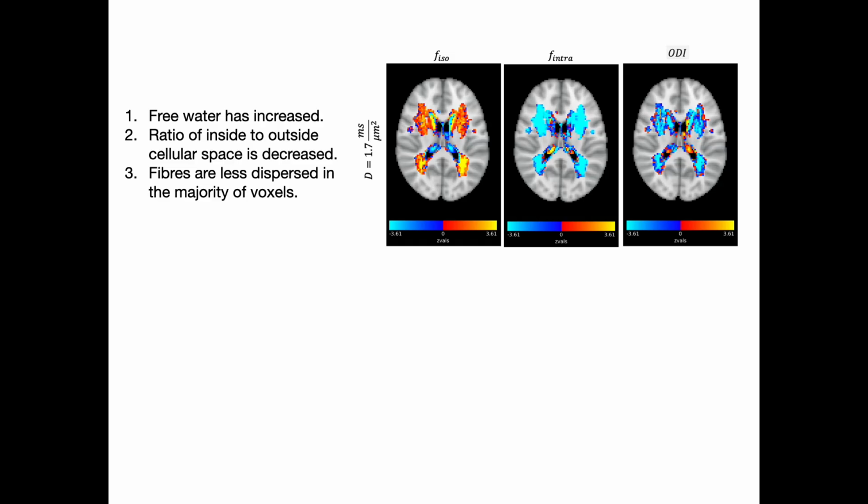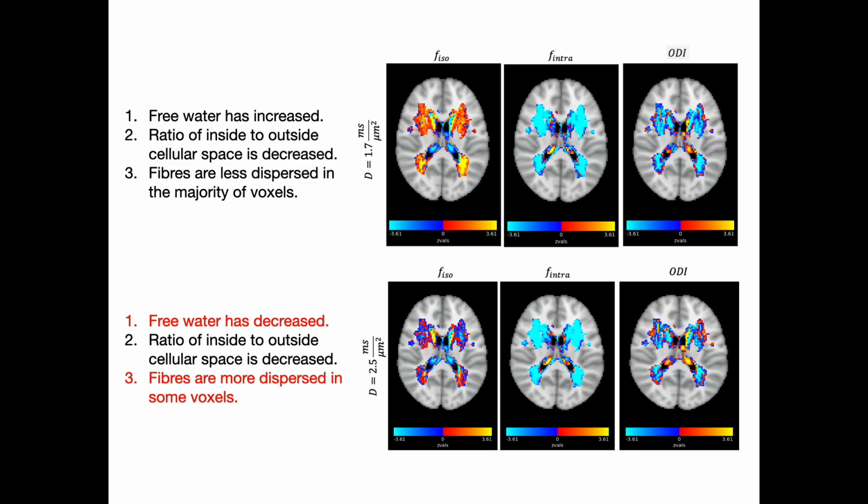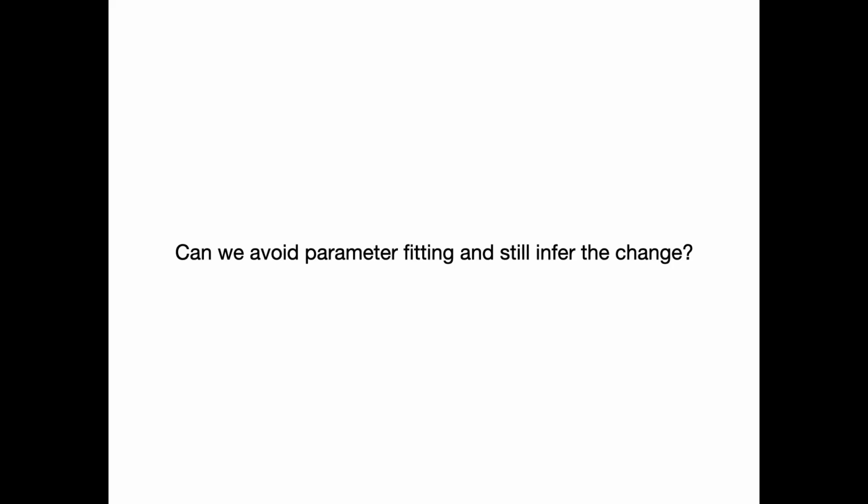We then repeated the same analysis, but with a different diffusion coefficient fixed at 2.5, as suggested by more recent studies. This change in the fixed value reverses the earlier findings. Now, free water fractions decrease and ODI shifts toward more positive changes. The key message here is that these results are highly sensitive to the choice of fixed parameter values, and crucially, these values may also change themselves across voxels and subjects.